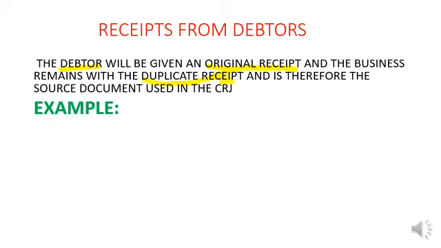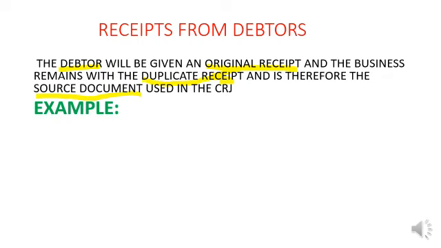That is basically the theory that we are going to add for today, to say when money has been received from a debtor, it must go to the CRJ, because the cash receipts journal is the one used for all money received by the business. So when we receive money from a debtor, we give the debtor the receipt. We give him or her the original receipt, and we remain as a business with the duplicate, and therefore the duplicate is used as our what? Our source document when we'll be making our entries in our CRJ.